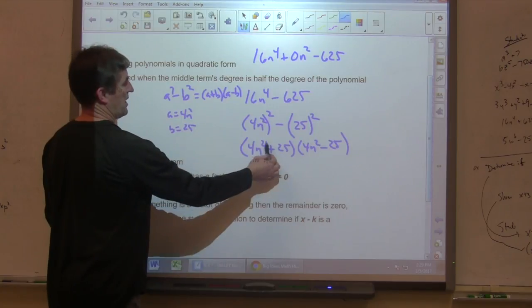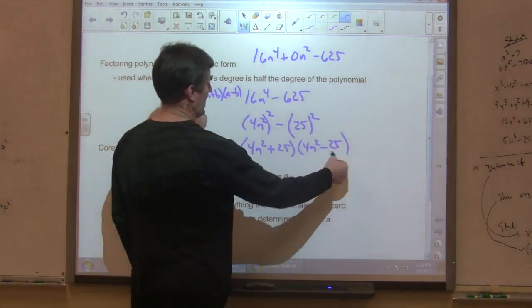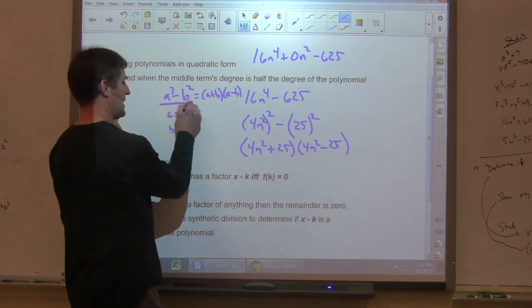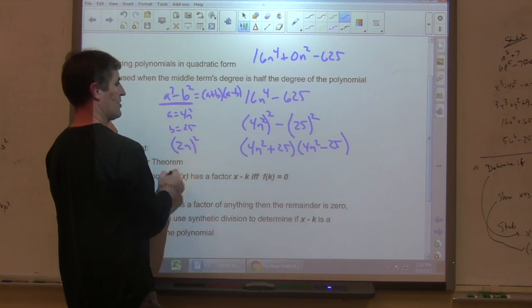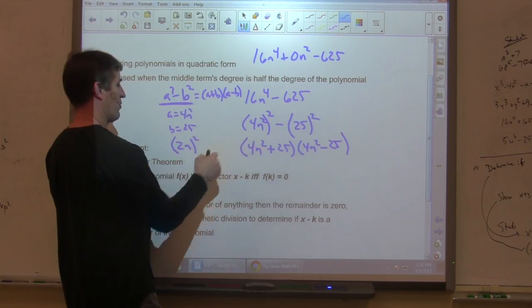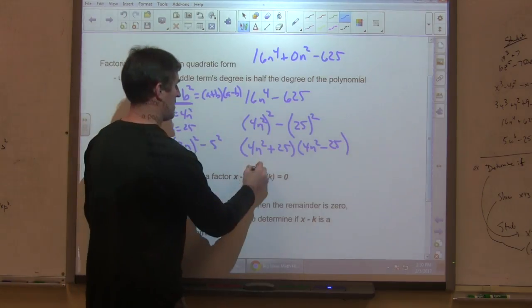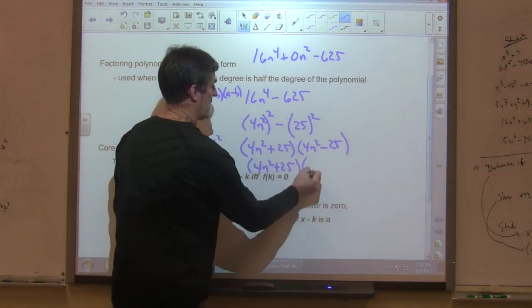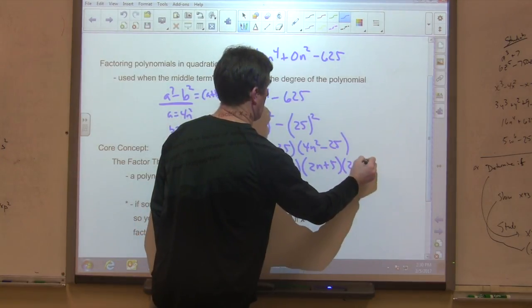Again, it's a sum of squares. We should check it, but it's 2 terms with addition, so we can't factor it. But this one is 2 terms with a minus. So again, we're back to this. Our a in this case, I can write as 2n squared to get 4n squared, and then minus 5 squared to get to 25. So the first one stays the same, and the last one becomes 2n plus 5 and 2n minus 5.